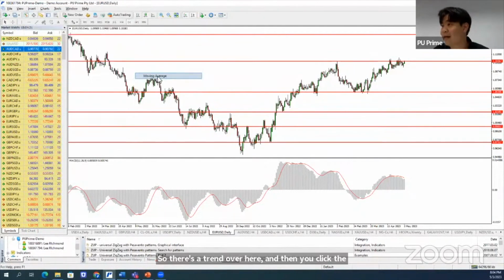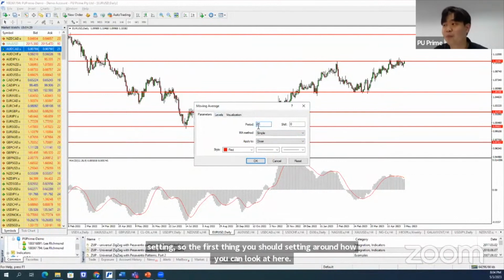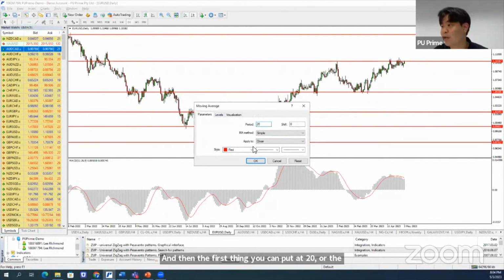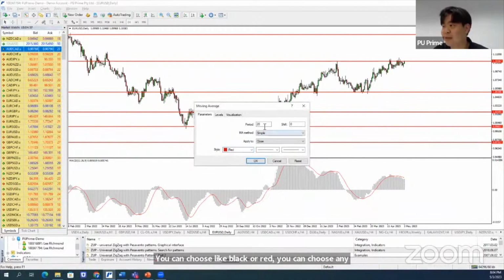Okay, so after you click it, there will be a setting. The first setting, around here, you can put at 20 for the short-term line. 20 should be enough for the short-term line, and then you can choose your favorite color. You can choose black or red, any favorite color.